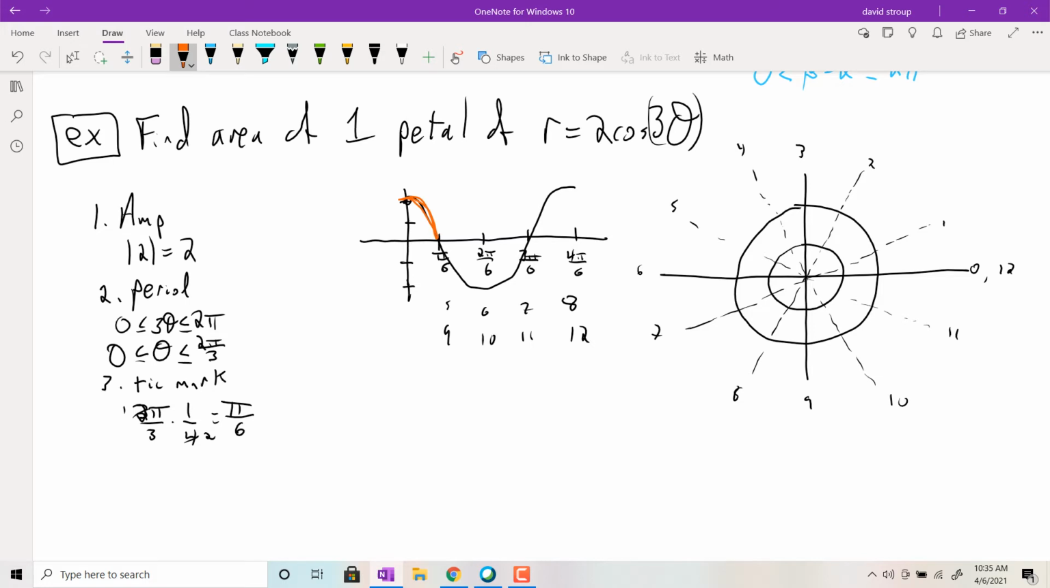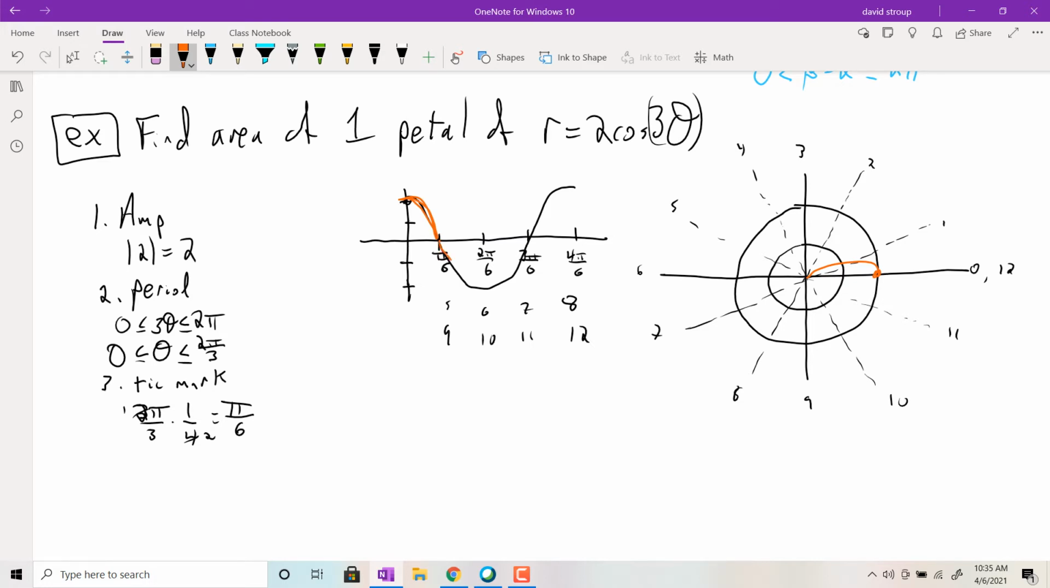From 0 to pi over 6, it's going from 2 down to 0. And it looks like what we got there is about half of a petal. From here, you could finagle your integral just via symmetry, but let's be a little more careful. So 0 to pi over 6 is that.